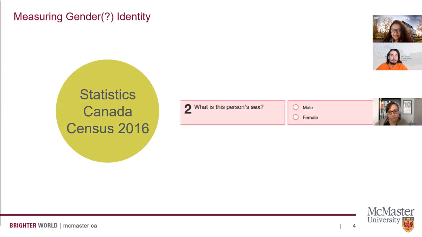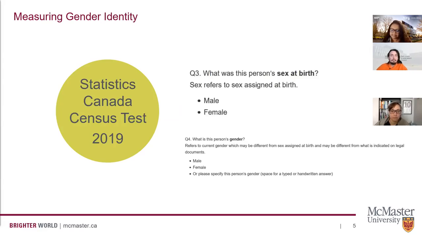So for years, academics and other people have complained to Statistics Canada that this is not an inclusive way to measure your gender or sex. So in 2019, Statistics Canada did a test where they now use two questions, one to measure sex, one to measure gender. They ask, what was this person's sex at birth? This is what they've done in the most recent census. And then they say, what is this person's gender? It refers to current gender, which may be different from sex assigned at birth and may be different from what is indicated on legal documents.